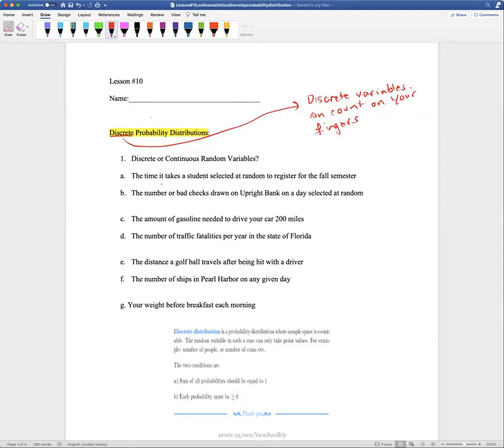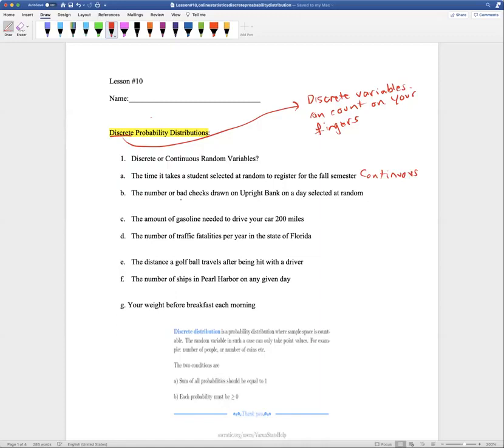Okay, so the first example, the time it takes a student selected at random to register for the fall semester. Now remember, time is something we need to measure, so it's going to be on a continuous scale. Something that's 5 seconds may not actually be 5 seconds. It could be 5.0062893. We can take on those continuous values, an infinite string of continuous values. So that would be an example of a continuous variable.